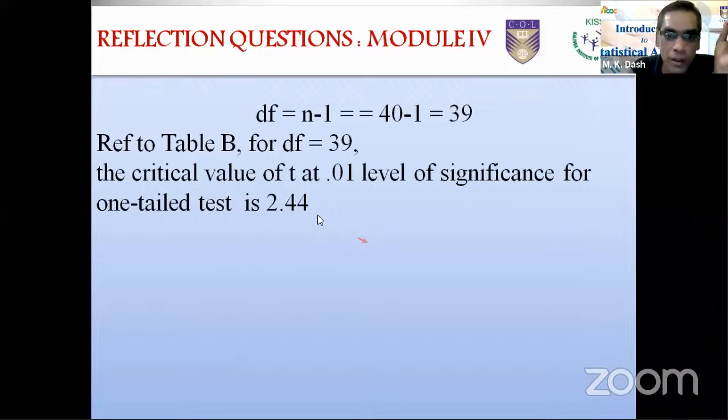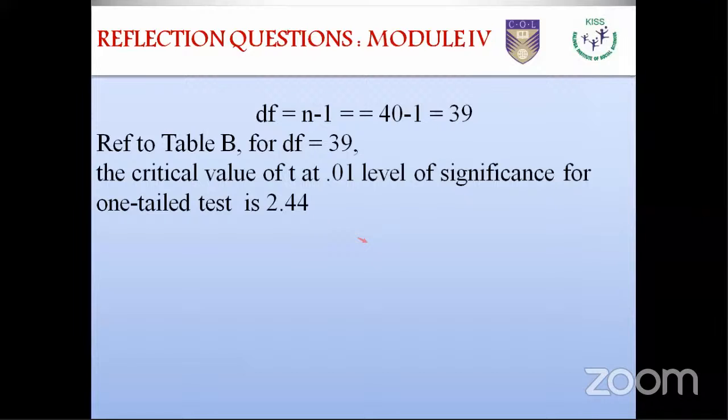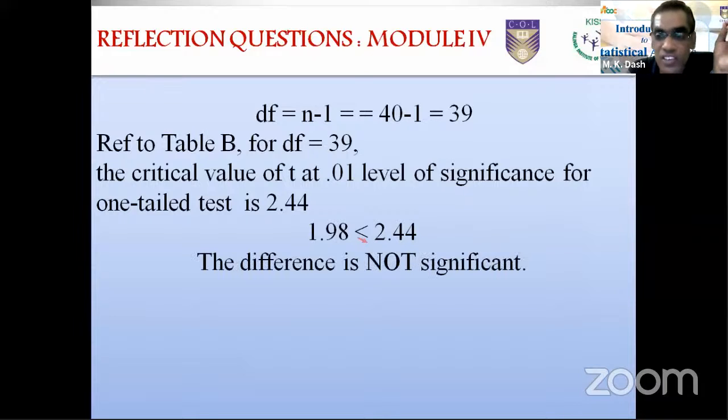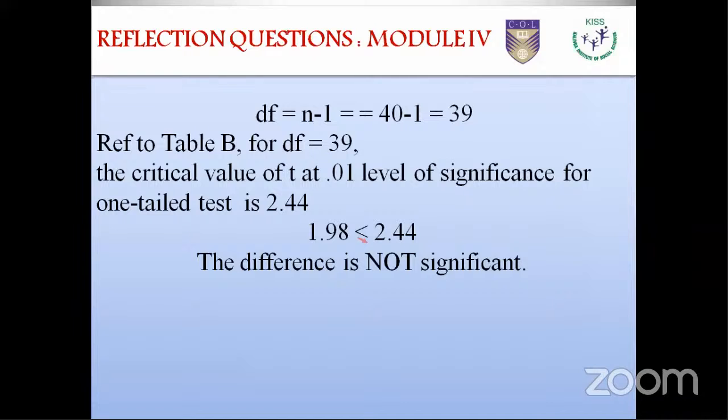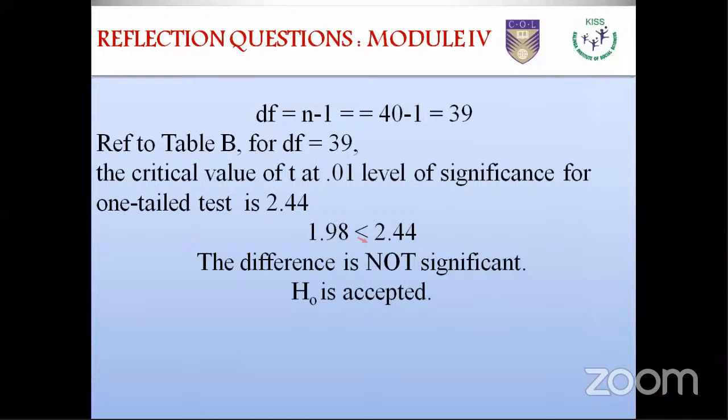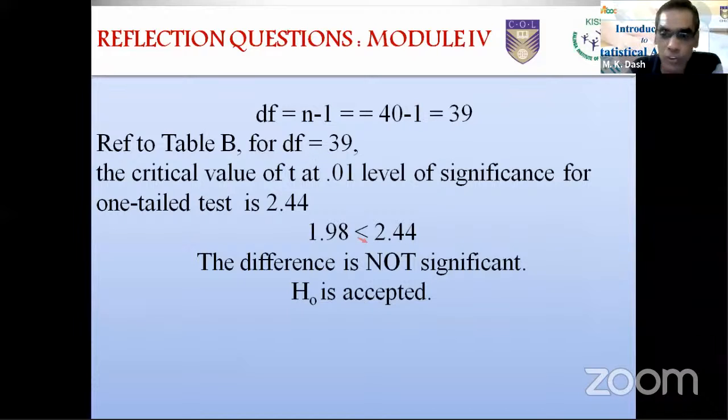Now, 1.98 is smaller than 2.44, which means our calculated value is less than the table value. If the calculated value is less than the table value, the difference is not significant. Not significant. This is the indication. The null hypothesis is accepted, which means we retain the null hypothesis.